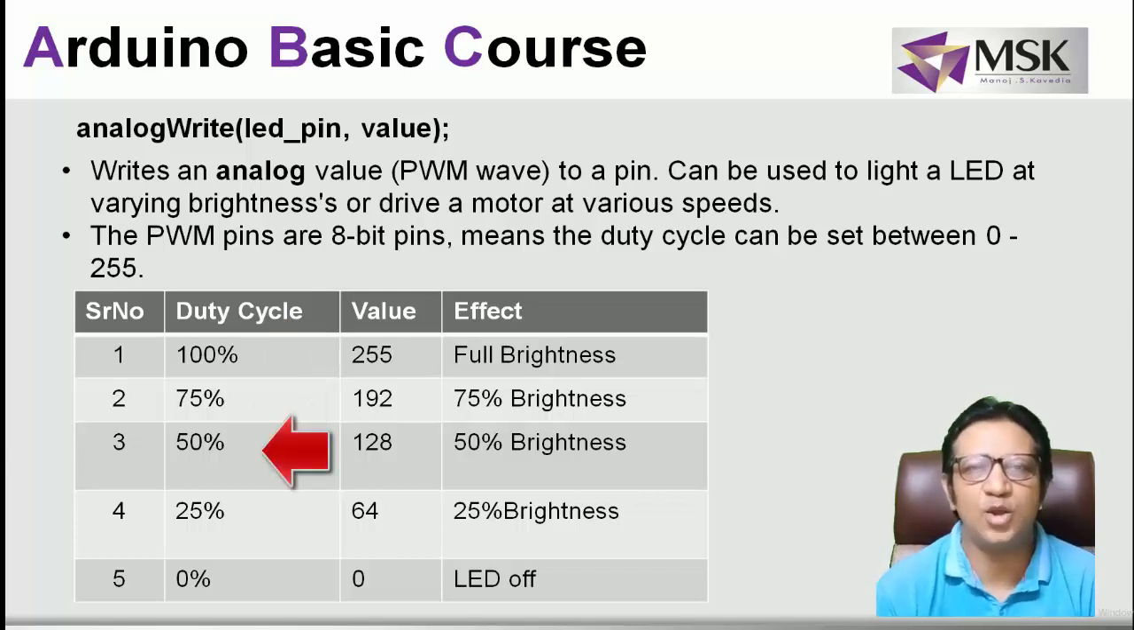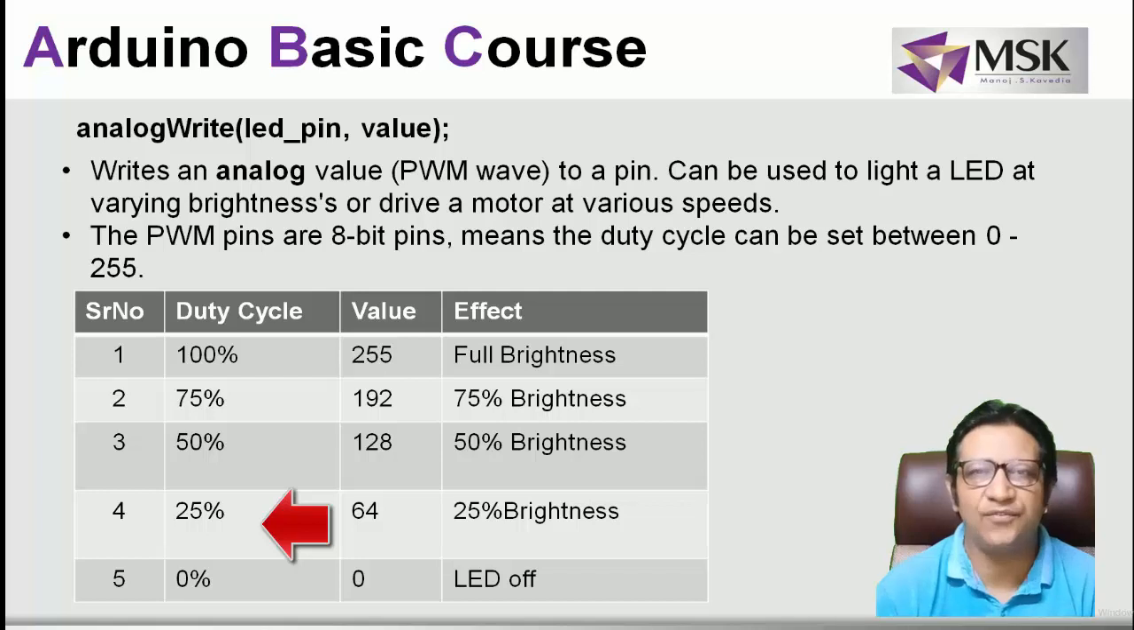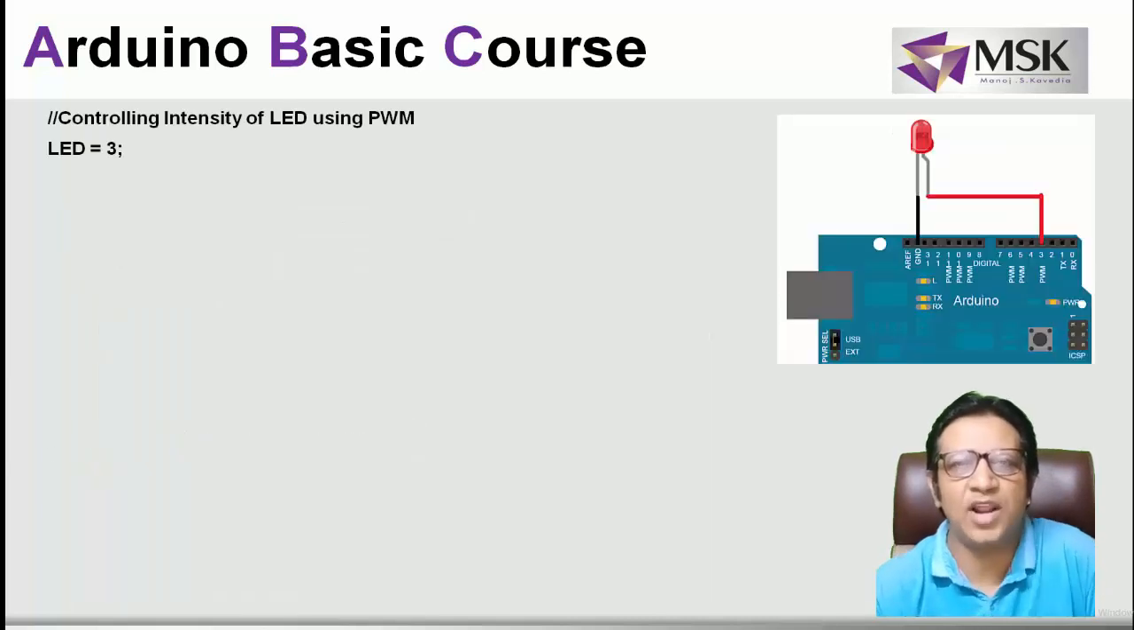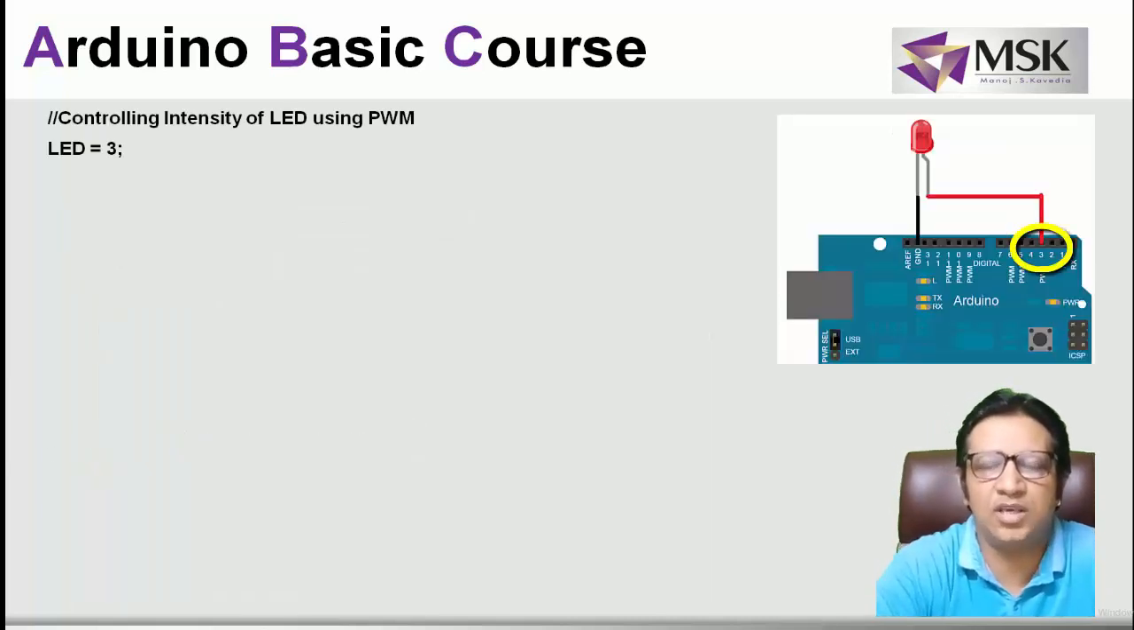If I'm writing the value 128, it will give me 50% of the brightness or 50% of the speed. If I write 64, then the brightness will be 25%, or the speed will be 25%. And finally, if I write 0, the LED will be totally off, or the motor will be totally off. Now let's see the program, how to control the intensity of the LED.